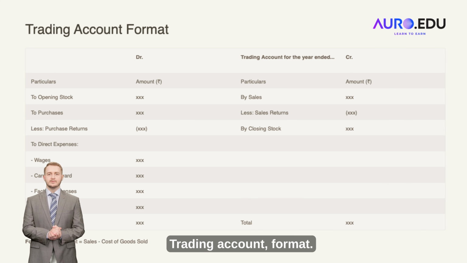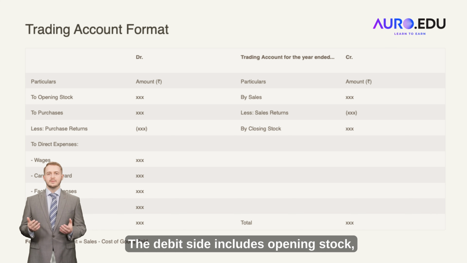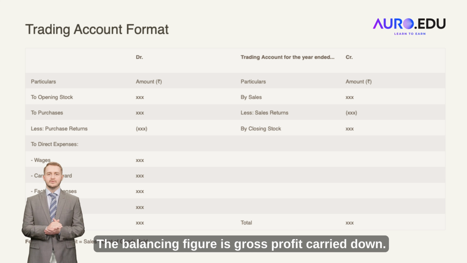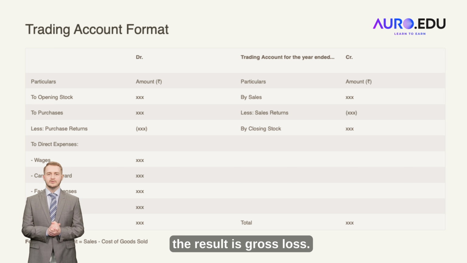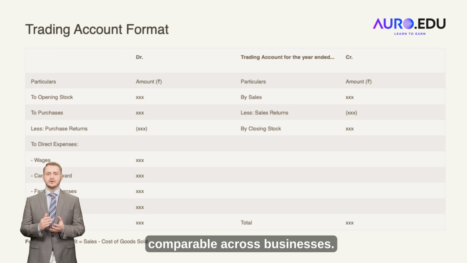Trading account format. Here we see the debit and credit format. The debit side includes opening stock, purchases, and direct expenses. The credit side records sales and closing stock. The balancing figure is gross profit carried down. If costs exceed sales, the result is gross loss. This standard structure makes trading results comparable across businesses.